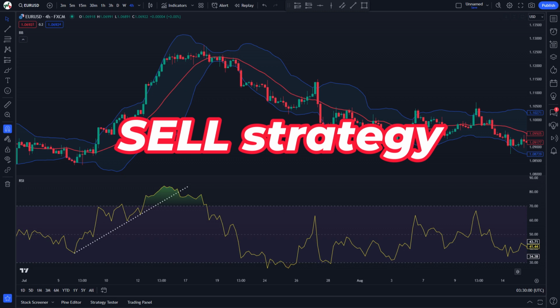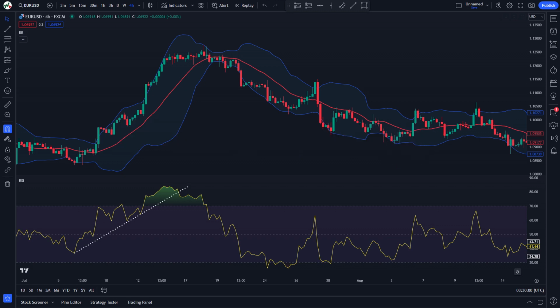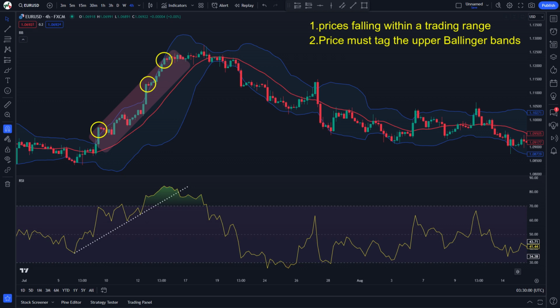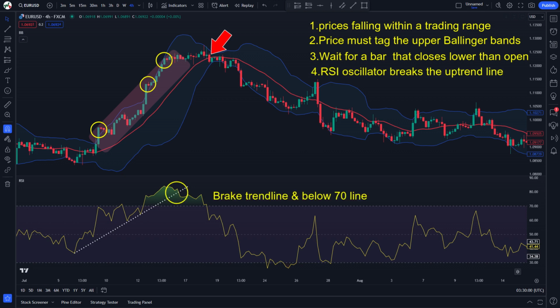Sell trading strategy. First, price is rising within a trading range. Second, price must tag the upper Bollinger Band. Third, wait for a bar that closes lower than open. Fourth, the RSI oscillator breaks the uptrend line and goes below the 70 level as an overbought signal.